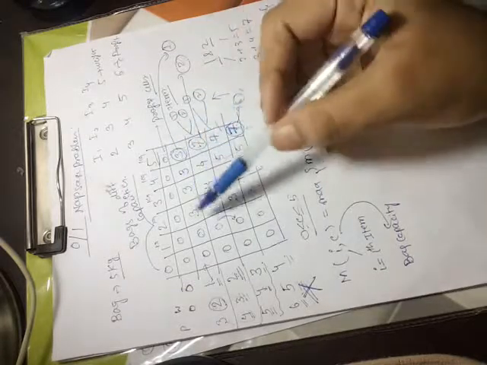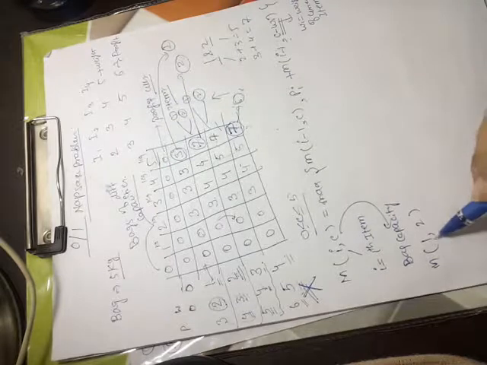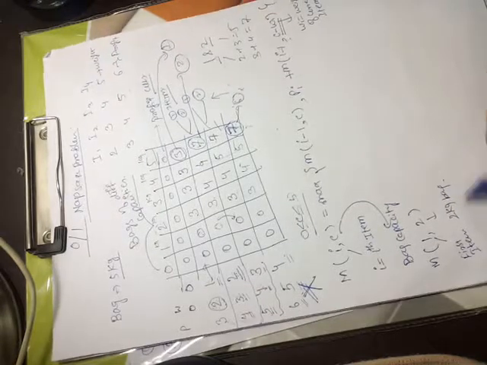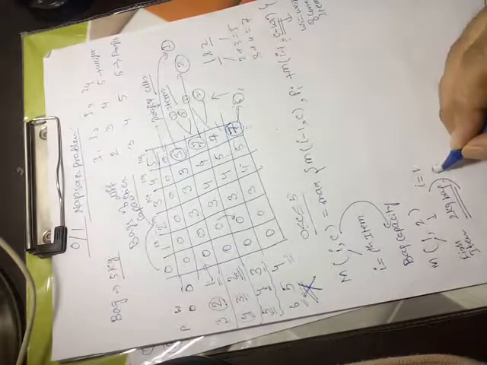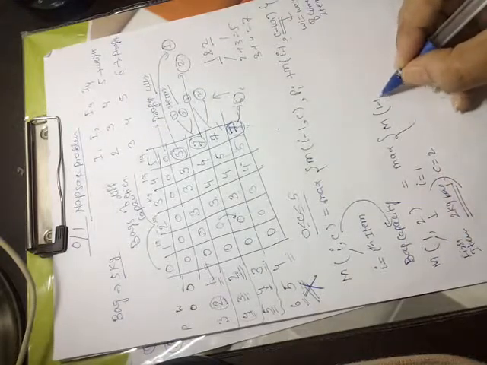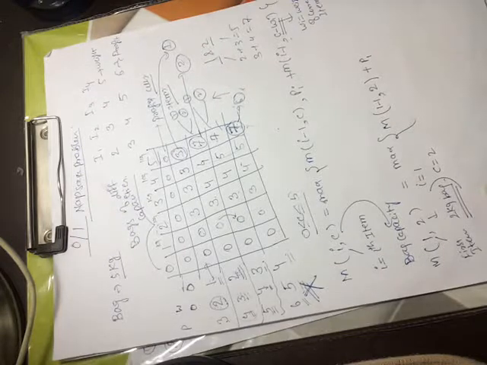So let me use my formula once. Let me consider that I want to calculate this entry, 1, 2. It means item number 1, the first item, for a bag of capacity 2, a 2 kg bag. So here i is equal to 1, c is equal to 2. Maximum of M(1-1, 2), the profit of the ith element, which is the profit of the first element, plus M(i-1, c - w), where the bag capacity is 2 and the item weight is 2.